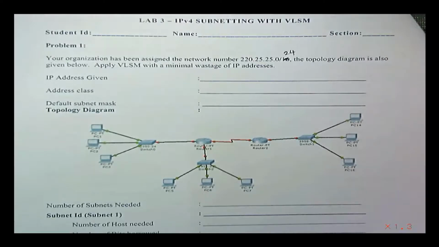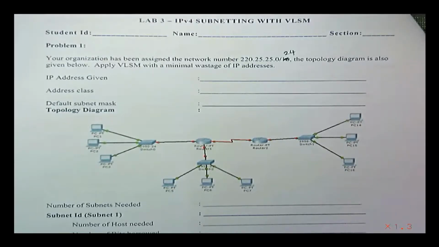Lab 3 IPv4 Subnetting with VLSM. So in Lab 4 we have two problems, problem 1 and problem 2. Both problems are going to be based on the VLSM concept, variable length subnet mask, and I'm going to solve both of them here.